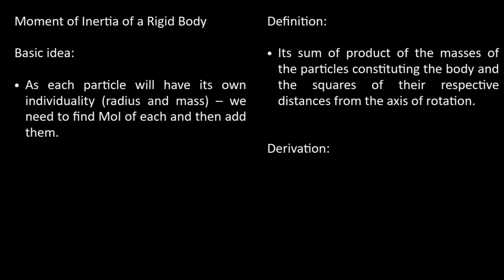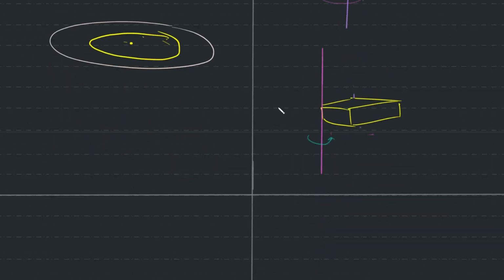So let's look at the official derivation for the moment of inertia of a rigid object. The basic idea here is that as each particle will have its own individual radius and mass, we need to find the moment of inertia of each and then add them up. As a definition, it's the sum of the product of masses of the particles making up the body and the square of the respective distance from the axis of rotation. That's the whole idea. So let's look at the derivation.